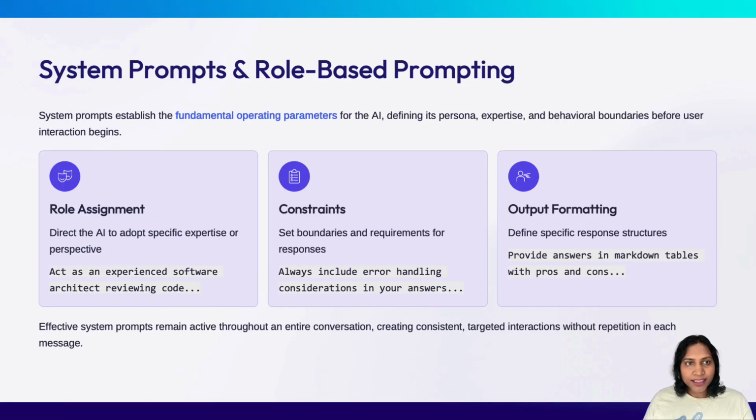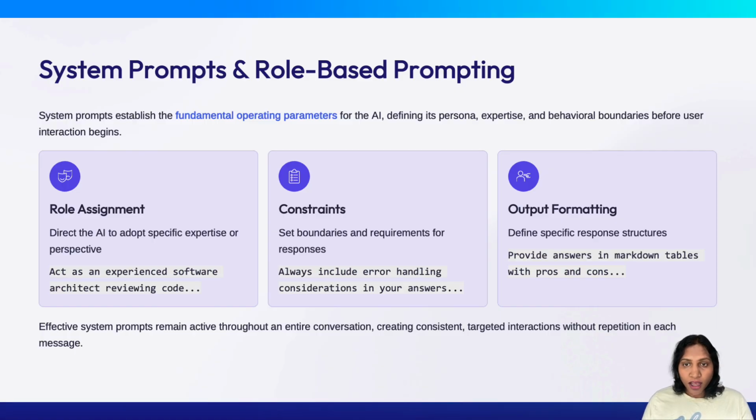Let's look into what is system prompt and role-based prompting. System prompts establish the fundamental operating parameters for the AI, defining its persona, expertise, and behavioral boundaries before user interaction begins. So which means we are setting the context here.